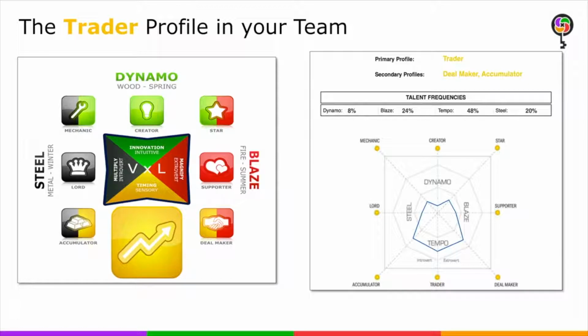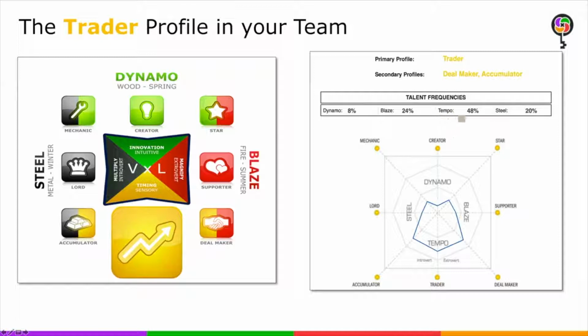This is what a typical trader profile can look like. We see this quite a lot. Obviously no two profiles are the same. Everyone's unique to the individual, the personality, but we will see quite a lot of this kind of trend, although I'll show you a slightly different version of a trader profile later. But this is one that we see more and more when we engage with traders. They've got deal maker and accumulator secondary, which is the blaze energy and the steel energy.